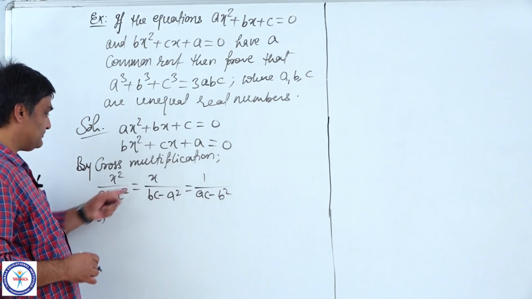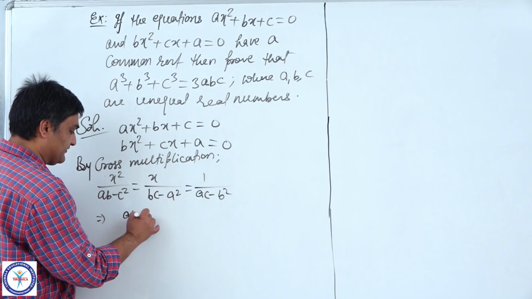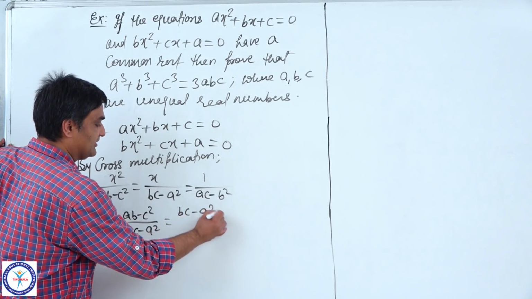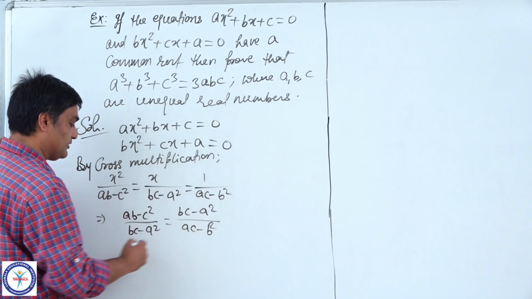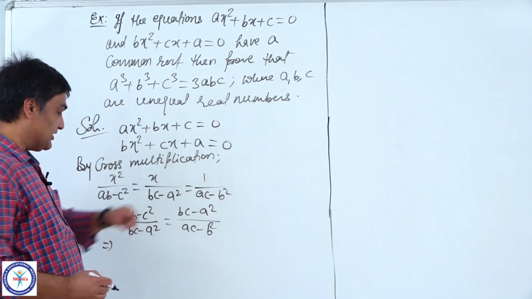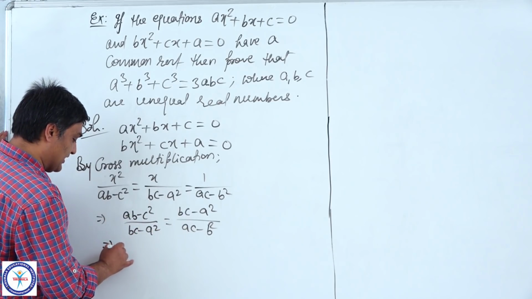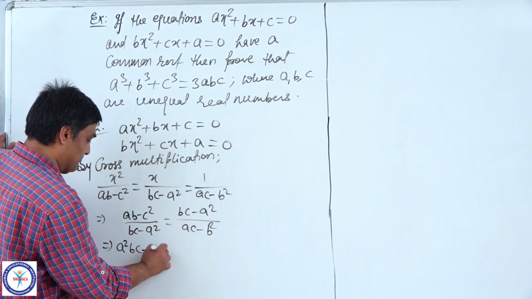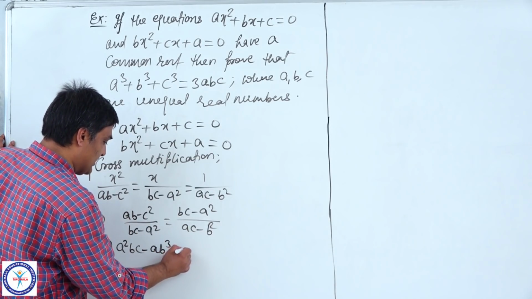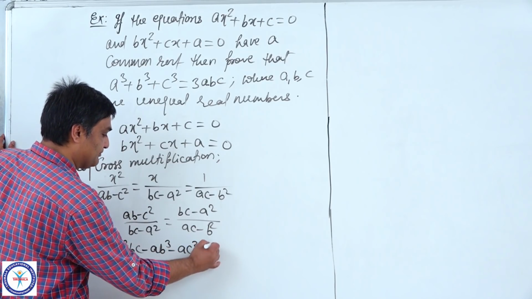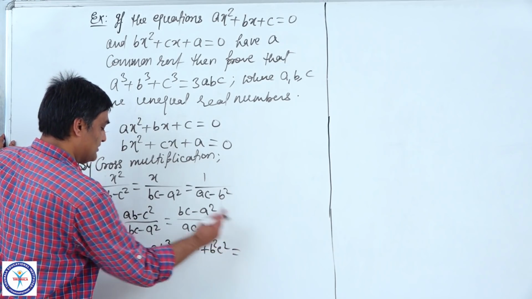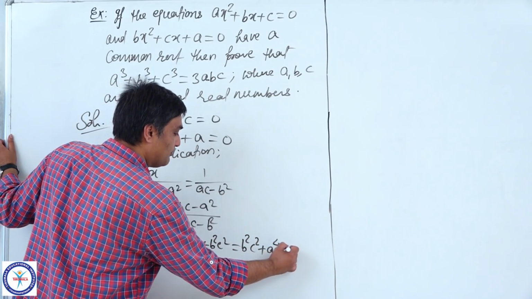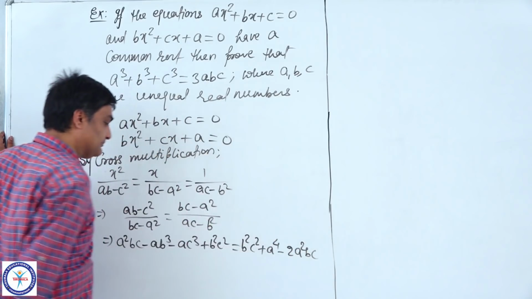So now we have ab minus c square by bc minus a square is equal to bc minus a square by ac minus b square. Multiply ab into ac, a square bc minus ab cube minus ac cube plus b square c square. Here b square c square plus a power 4 minus 2a square bc.